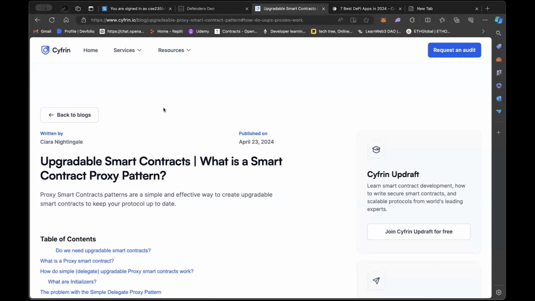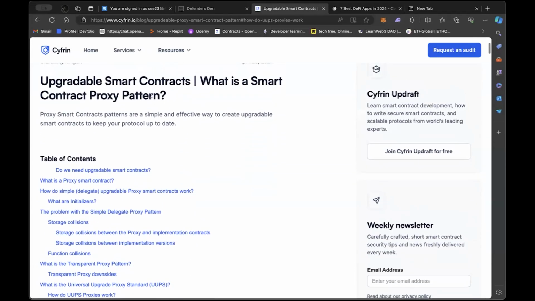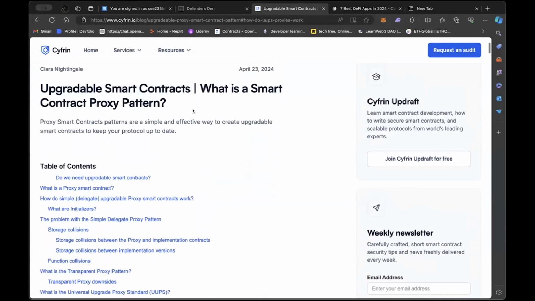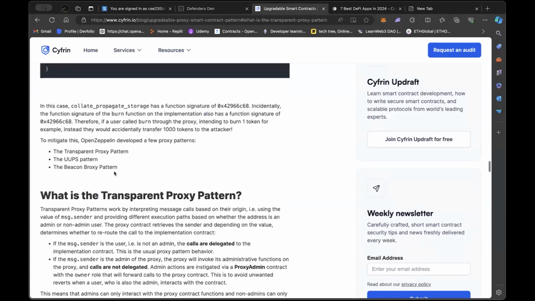Actually, there is a security firm called Cyfrin. They have posted one blog. This is an excellent blog on upgradable smart contracts. There are some different methods to upgrade the smart contracts in a secure way. So we have the smart contract proxy pattern, which is one type of upgrading the smart contract: the transparent proxy pattern.